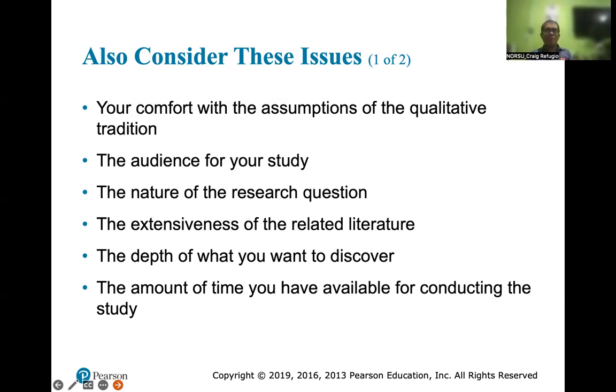The depth of what you want to discover. So what kind of ideas, what kind of things are you going to discover? It's not only a very shallow kind of truth that you are going to discover in your study. It must be something new. It must be something novel. If it is an innovation, then maybe the part is existing, but you add another feature to what is currently existing in the real world.